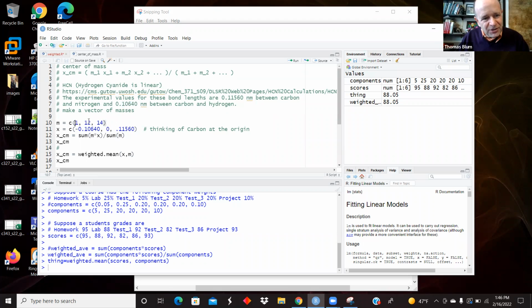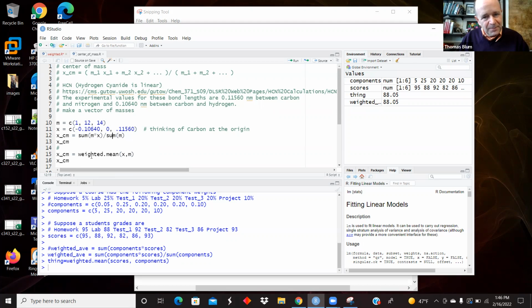So I'm doing here hydrogen, carbon, nitrogen. And so I said here at zero is the carbon, and then I made the hydrogen negative because I'm imagining it to the left, and the nitrogen to the right. And so I have three masses and three positions of hydrogen, carbon, nitrogen. And I performed this calculation. So I could do the sum of the masses times the positions divided by the sum of masses, or I could also do this weighted mean, again, the same thing.